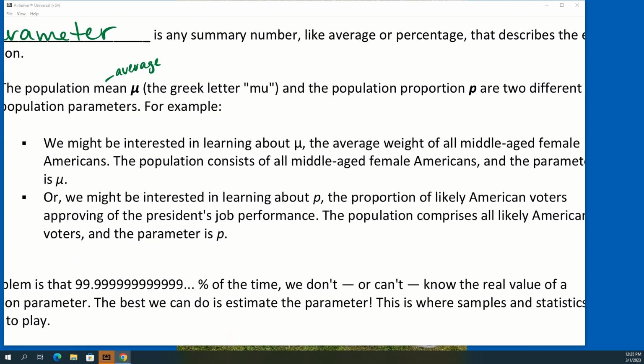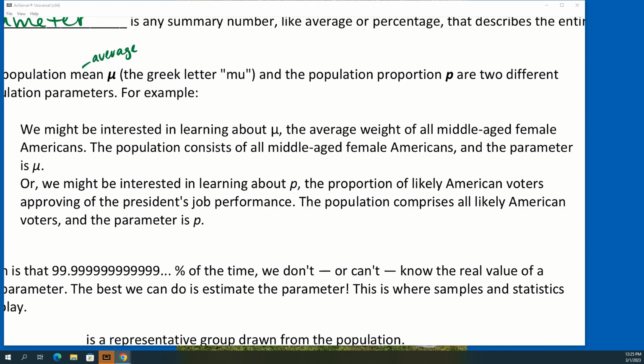So for example, you might be interested in finding the average weight of all middle-aged female Americans. The population in that case would be all middle-aged female Americans, and the parameter would be mu, the average of the weight. Or you might be interested in learning about the proportion of likely American voters approving the president's job performance. So the population would be all those voters, and then the parameter would be P, the population proportion.